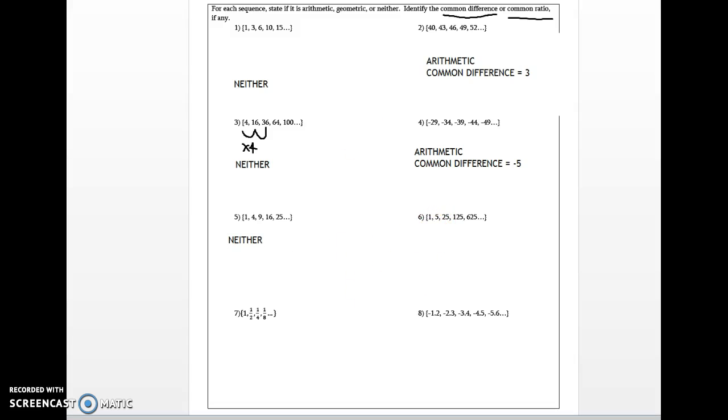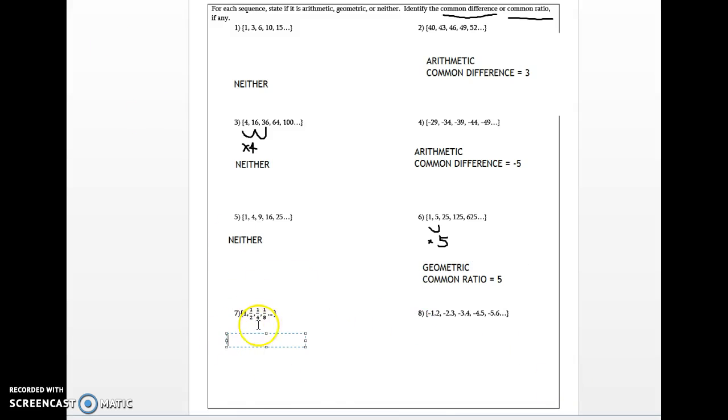For the next one, it was a little bit more straightforward. From 1 to 5, we're multiplying by 5. From 5 to 25, you're doing that same thing. From 25 to 125, you're doing the same thing. So it was a clear-cut case of geometric sequence. And your common ratio was 5, because that's the number that you were multiplying by. Remember, the common ratio is the number you're multiplying by in order to get the next term.